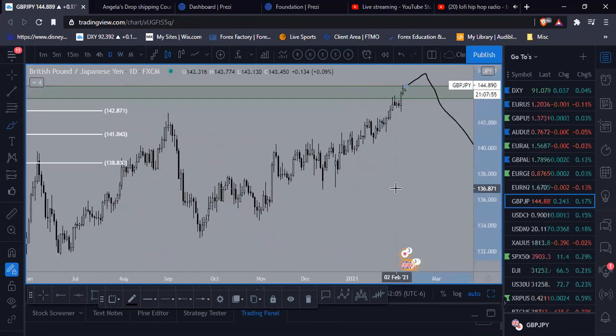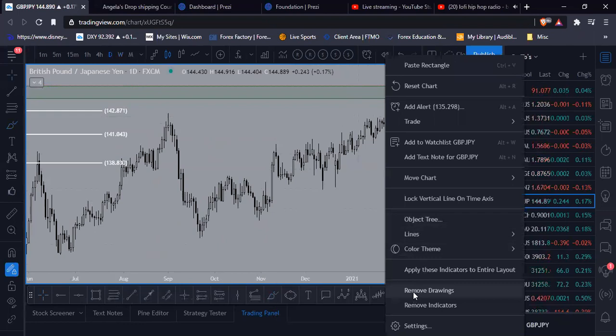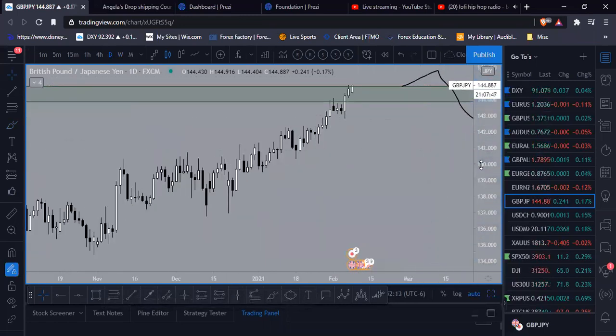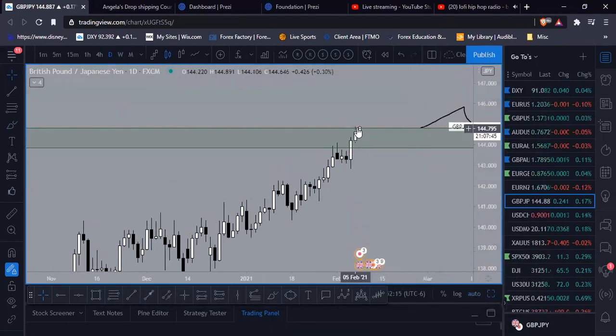Daily time frame is just making higher highs, man. Even right here, even where price opened up at, it's higher than where it closed at. The high is 144.916 right here. The high on here is 144.891. So yeah, it's just making higher highs.